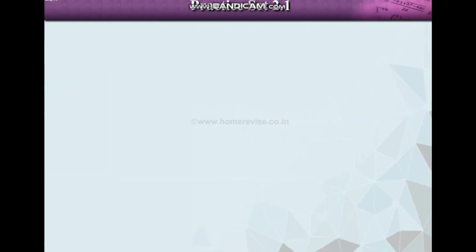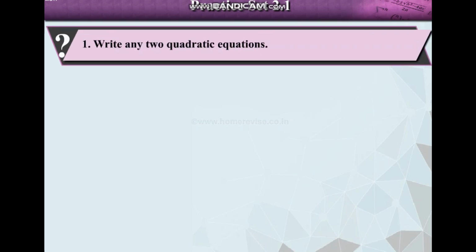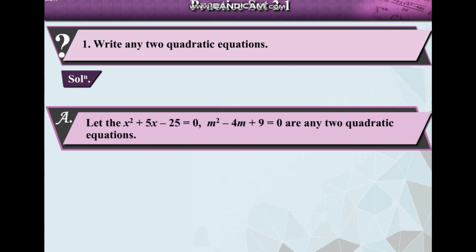Practice set 2.1. 1. Write any two quadratic equations. Solution. x² + 5x − 25 = 0 and m² − 4m + 9 = 0 are any two quadratic equations.